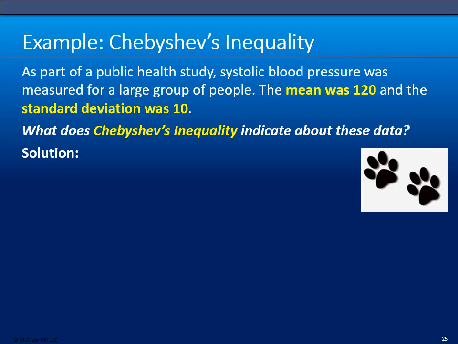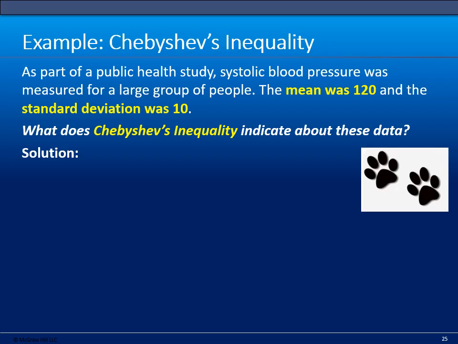As part of a public health study, systolic blood pressure was measured for a large group of people. The mean was 120 and the standard deviation was 10. It doesn't indicate that we have a symmetrical curve, so we're going to use Chebyshev's inequality. See if you can calculate what it indicates about this data based upon Chebyshev.